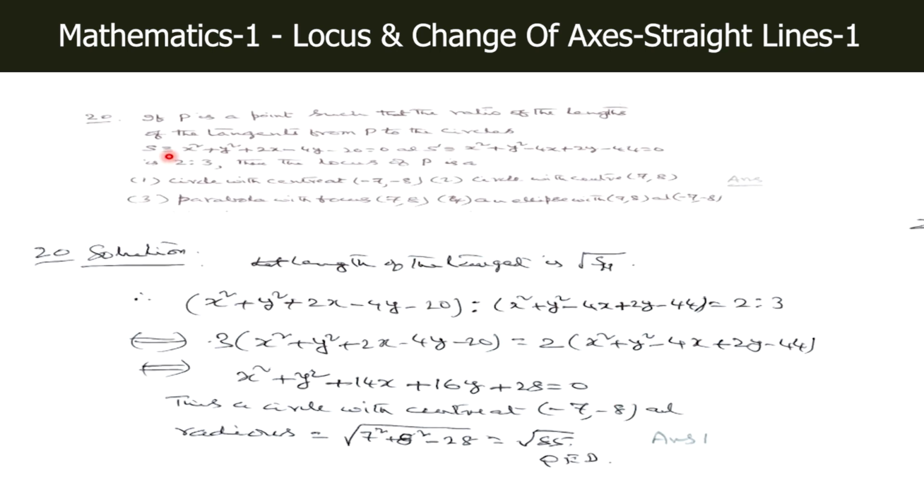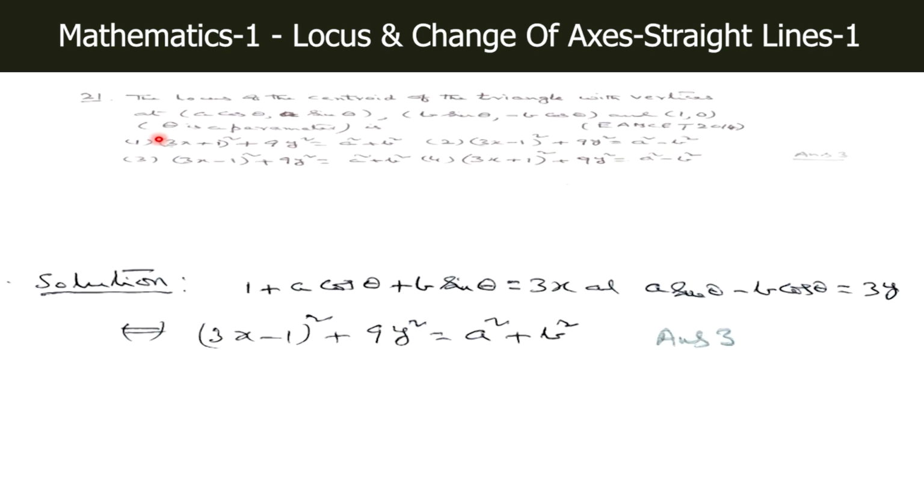So the answer is 1. Question 21. The locus of the centroid of the triangle with vertices at (a cos θ, a sin θ), (b sin θ, -b cos θ) and (1, 0), where θ is a parameter, is: 1) (3x + 1)² + 9y² = a² + b², 2) (3x - 1)² + 9y² = a² - b², 3) (3x - 1)² + 9y² = a² + b², 4) (3x + 1)² + 9y² = a² - b². Of course, this was asked in EAPCET 2014.